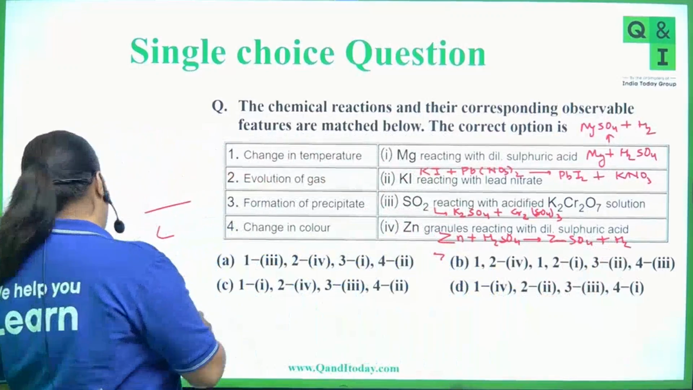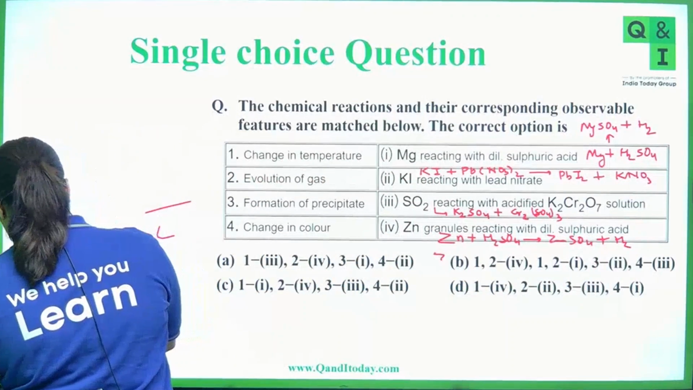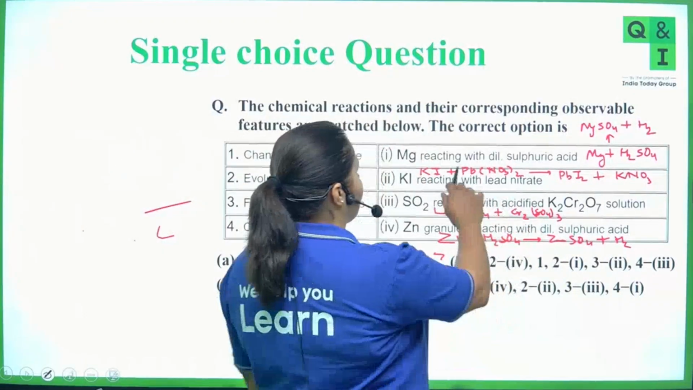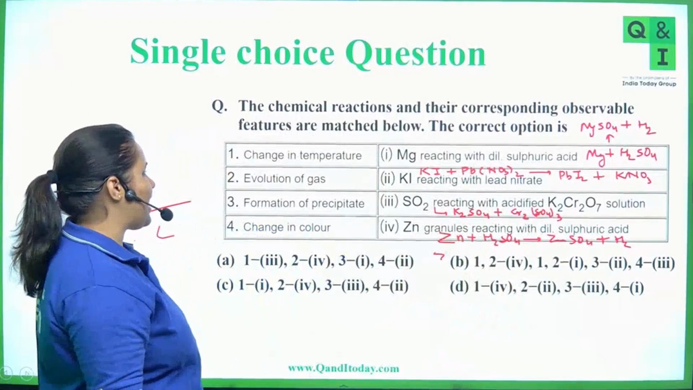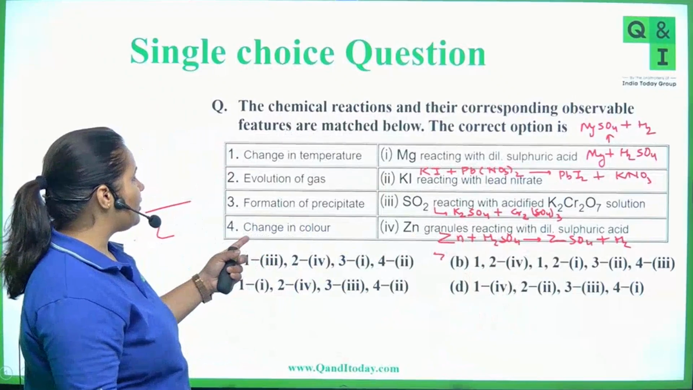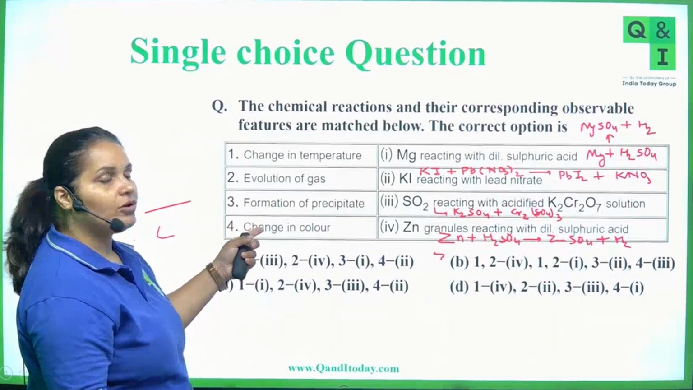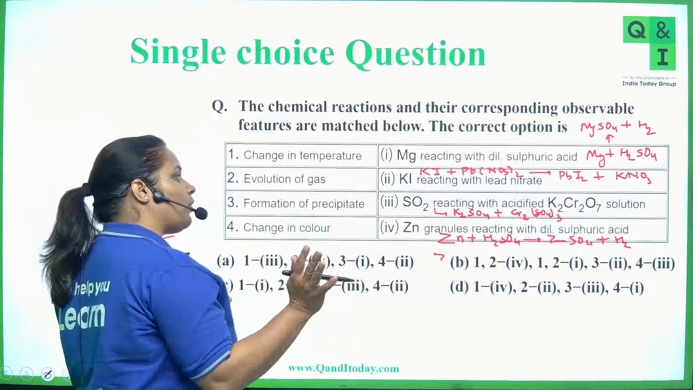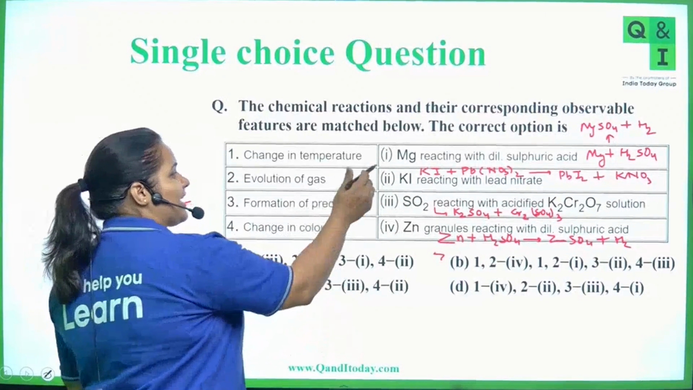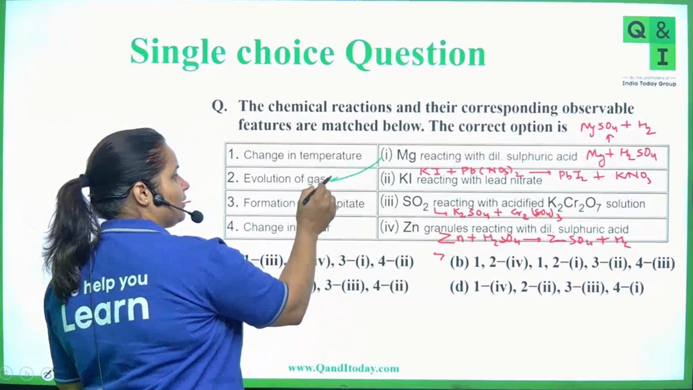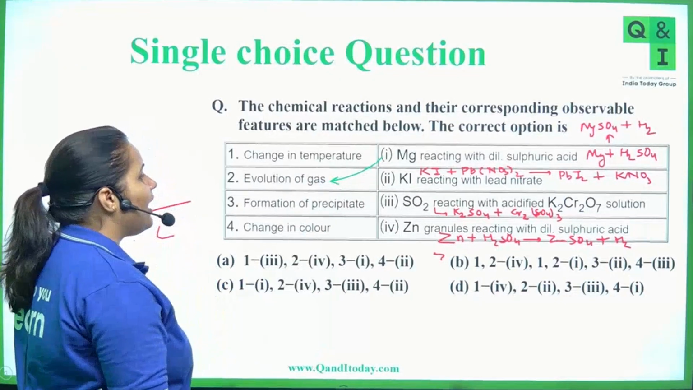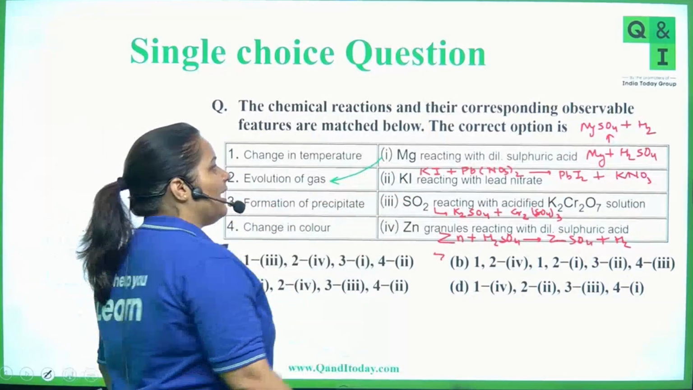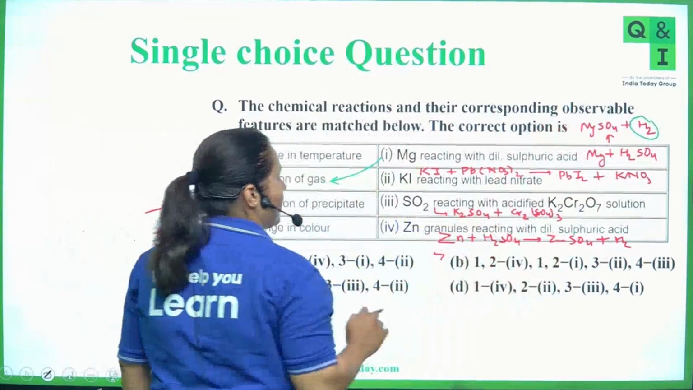Okay, so now let's match the reactions with each of them. The first one, magnesium reacting with dilute sulfuric acid. Is there any change in color? No, there is no change in color. Formation of precipitate? No, no precipitate is formed. Is a gas evolved during it? Yes, ma'am, and that gas is hydrogen gas.